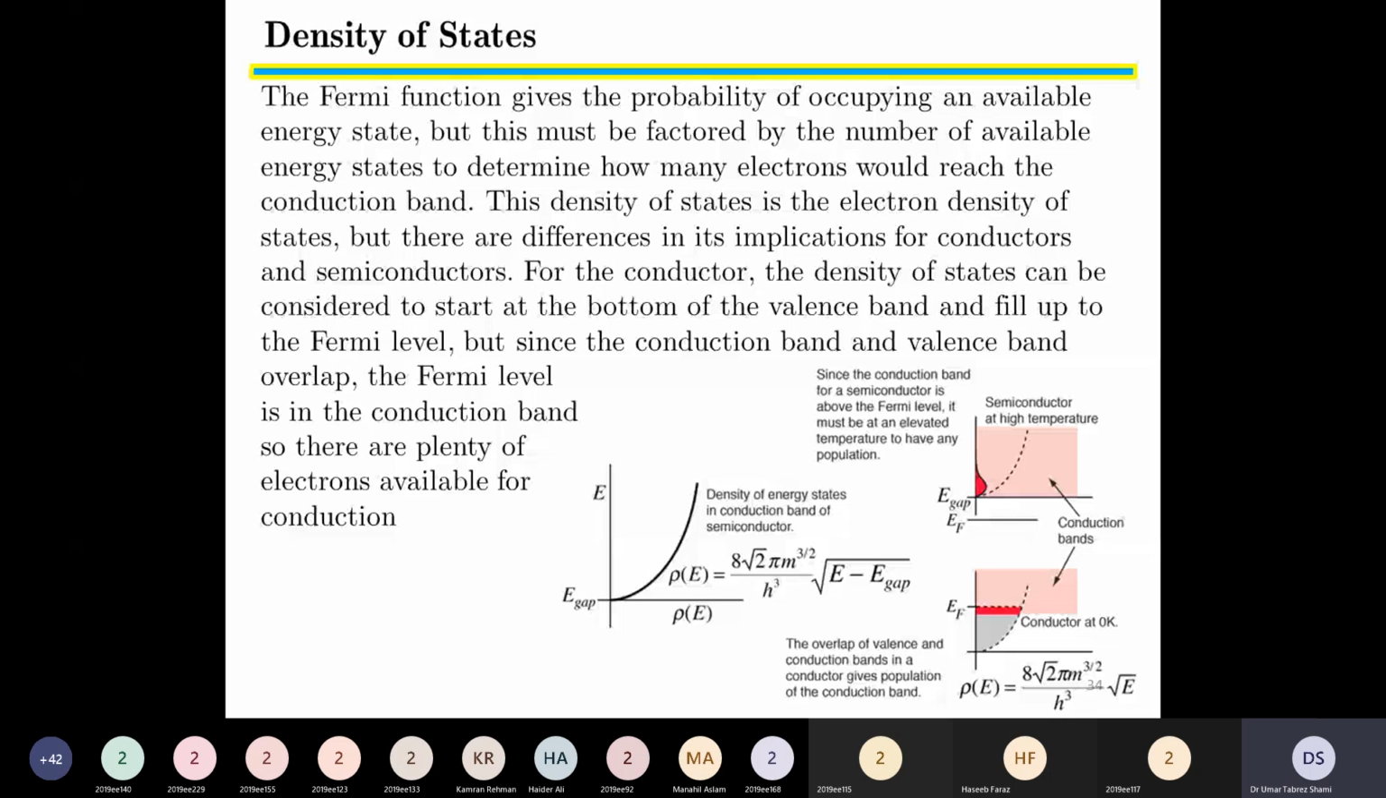This density of state is the electron density state, but there are differences in its application for conductor and semiconductor. For the conductor, the density of state can be considered to start at the bottom of valence shell and fill up to the Fermi level. But since conduction band and valence band overlap, the Fermi level is in the conduction band. So there are plenty of electrons available for conduction. और फिर इसके आगे ये इसके formulas हैं which describe the density of states.